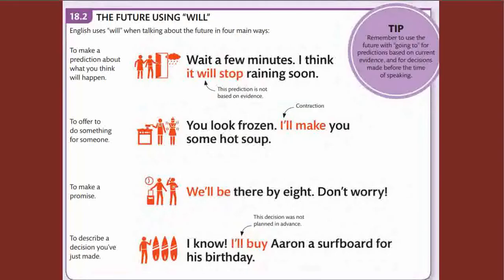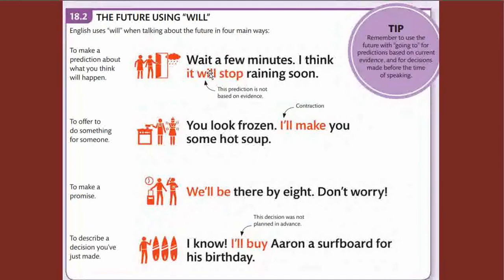The second pointer that we have is that English uses will when talking about the future in four different ways. This is what you need to take down as we are discussing. The first way is to make a prediction about what you think will happen. So first is that will is used to make predictions regarding what you think. For example, wait a few minutes. I think it will stop raining soon. It will stop. This is the prediction and it is not based on any evidence.